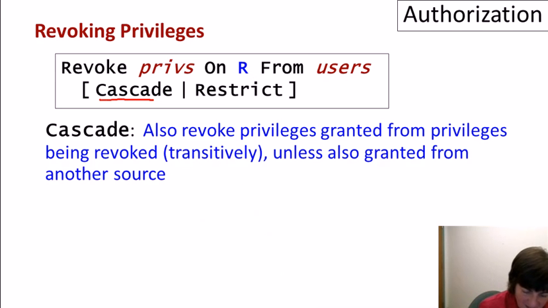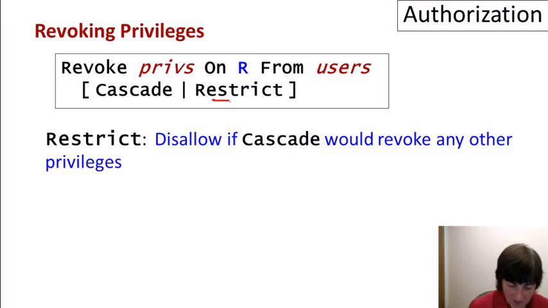So again, the cascade option in the revoke command says to also revoke any privileges that were granted from the ones being revoked transitively unless they were also granted from another source. What the restrict option says is that the revoke command is not allowed to execute if Cascade would revoke any other privileges, so if we have any of those transitive cases. So if we do have the transitive cases and we want to use restrict, then we have to manually revoke those privileges, effectively bottom up through that graph that we saw. Incidentally, restrict is the default in the revoke command, so if neither of these options are specified, then restrict is the one that will be enforced.